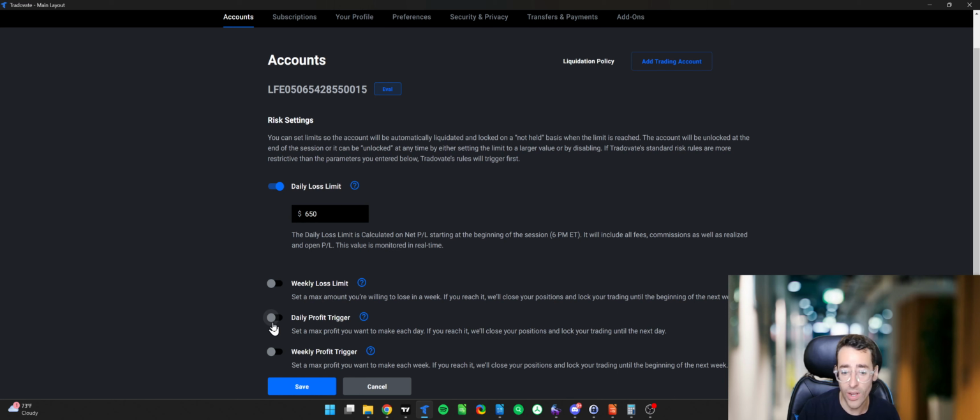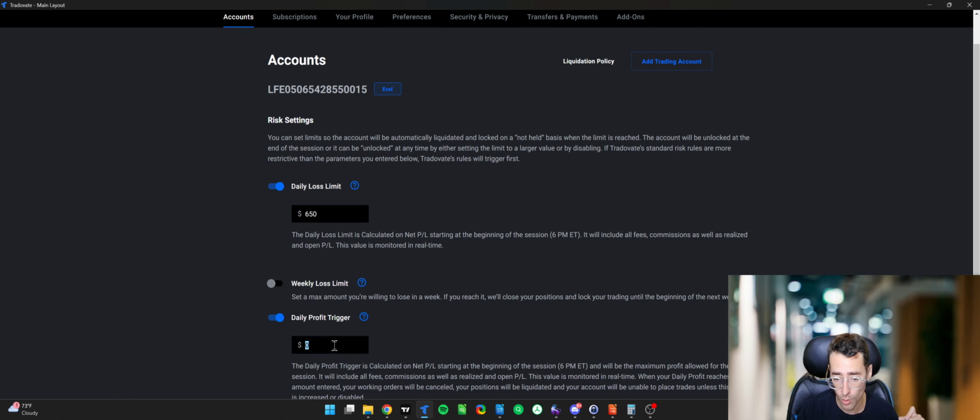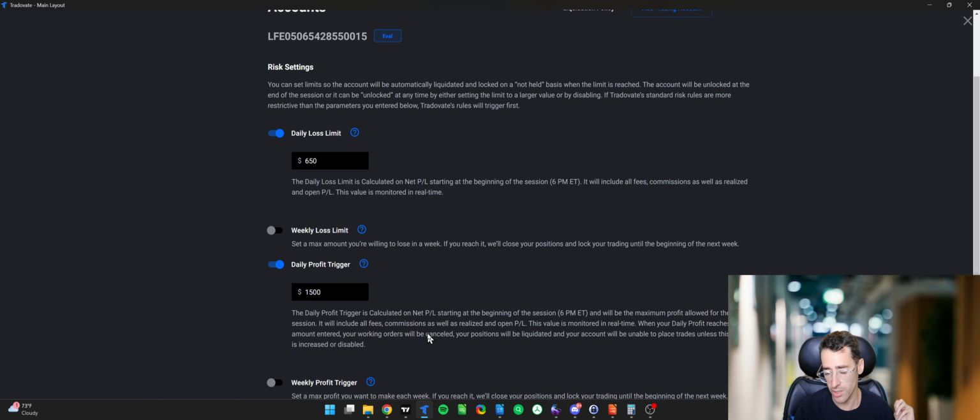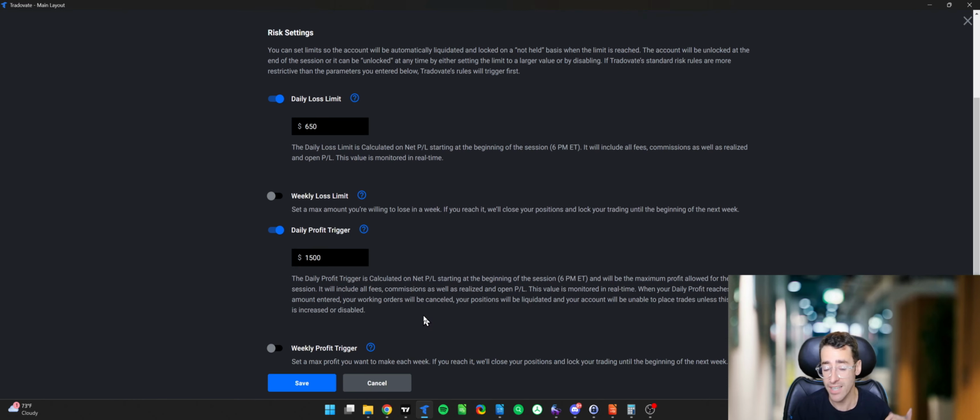Daily profit trigger. With this Lucid eval, I do care about that because there's a 50% consistency rule. So the profit target is 3,000, so 50% is 1,500. So it'll take me out of the trade if I make $1,500 and I'm done for the day. That usually does not happen. I usually do not make $1,500 in one day because I don't trade that size. If I'm trading a 50K account, making $1,500 in a day, I would say you're over leveraging. You're either over leveraging or you caught a massive banger.